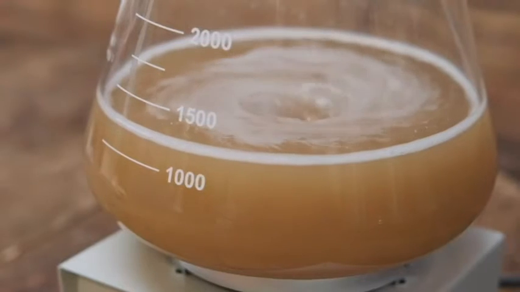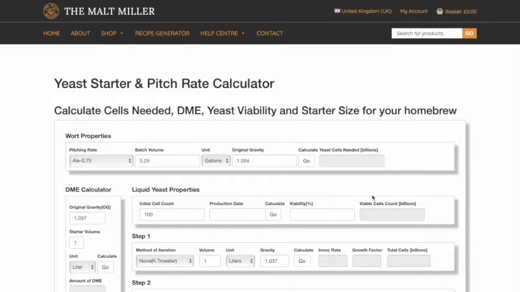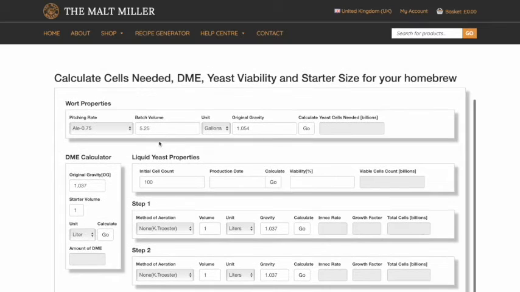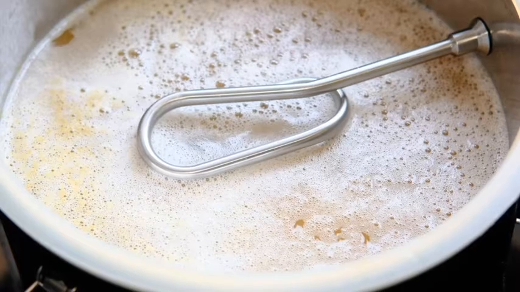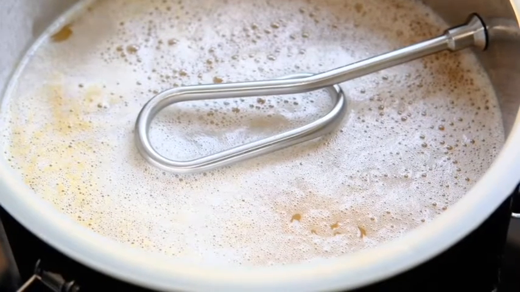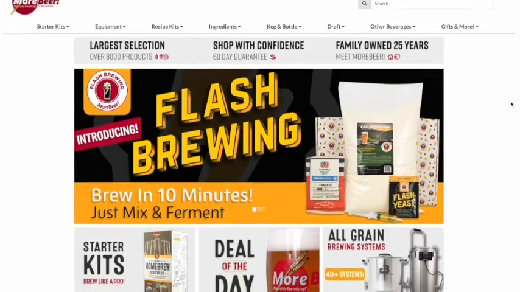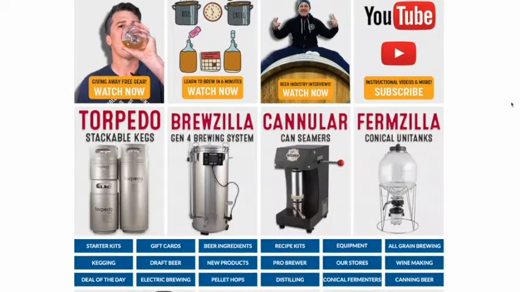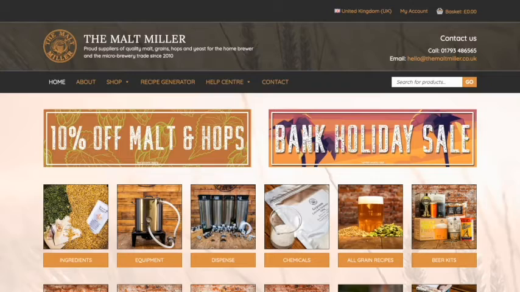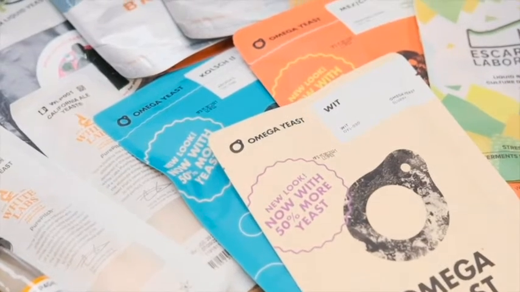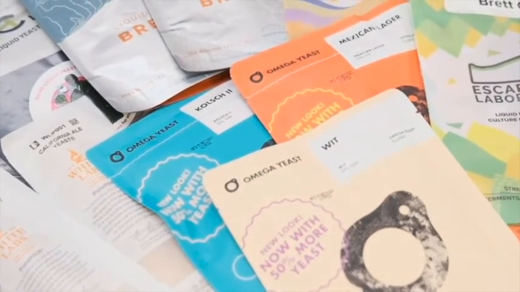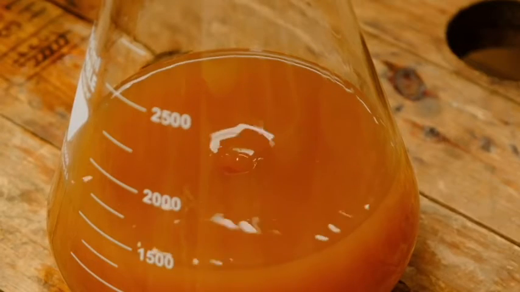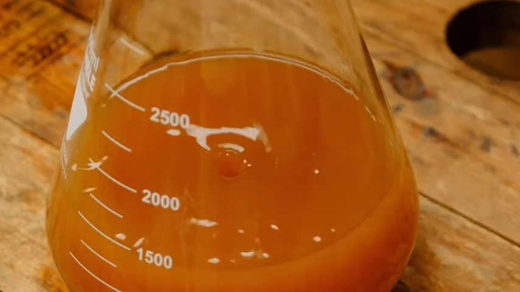One thing we have now, which we didn't have in the past, is some fantastic online software that really helps break this down and make it far simpler to understand how much yeast you need to grow to pitch into your beer. These tools are available via many different outlets and on lots of homebrewing retailers' websites, such as MoreBeer in the USA or the Malt Miller in the UK. They provide a quick and easy way to work out the amount of yeast cells you need to grow, dependent on the beer style you're planning to brew and the strength of that beer.